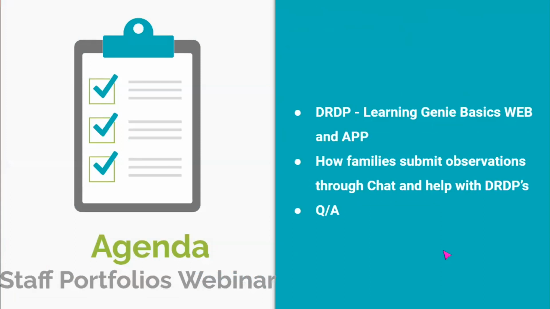Today on the agenda, we're going to go over Learning Genie app basics as well as web basics that correspond with the DRDPs. Then we're going to see how families submit observations. So I'll show you the cycle from beginning to end, and how you are going to finish with adding the measures and also managing that on your educators app, or if you're using the web. And then last but not least, we'll have that Q&A session at the end.